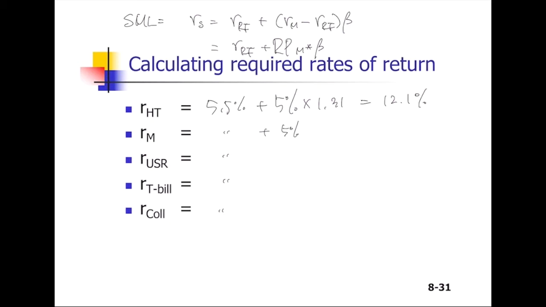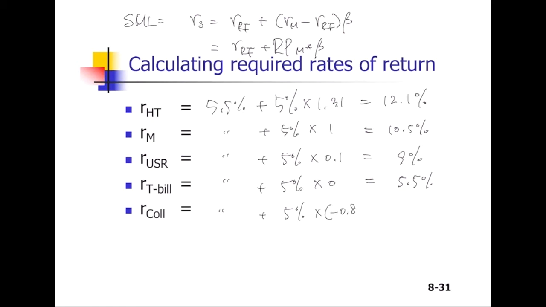Five percent multiply 1, 10.5%, 5% multiply 0.1, 9%, and 5% multiply 0, right? Yeah, beta is 0, so 5.5%. And collection agency, 5% multiply, it has a negative number, right? Negative 0.87. Finally you get 1.2%, right?